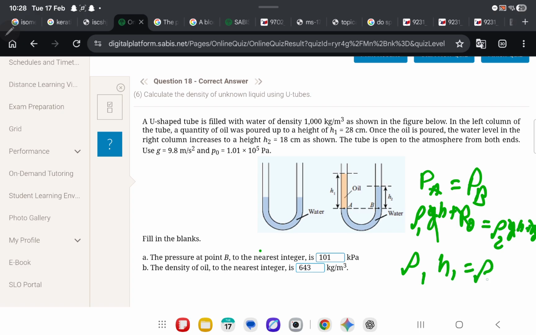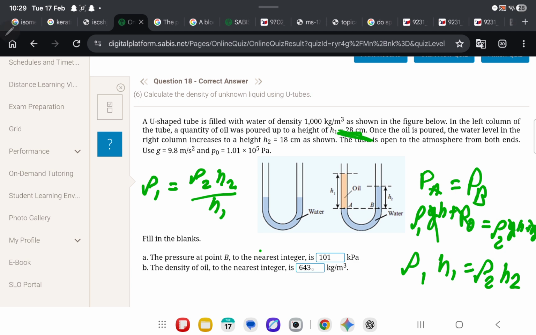Now, rho 1 is what I want to find, so I'm going to write rho 1 is equal to rho 2 H2 over H1. So rho 2 is 1000 times H2, which is 0.18, not making the same mistake, over 0.28, right? Yeah, 0.28. I'm given 642.85, which is 643.